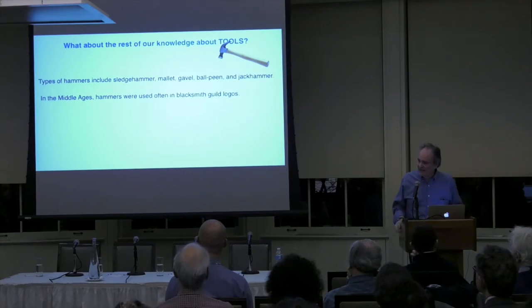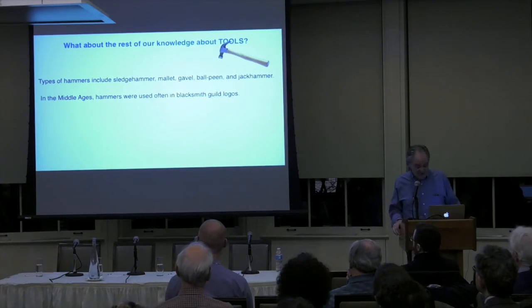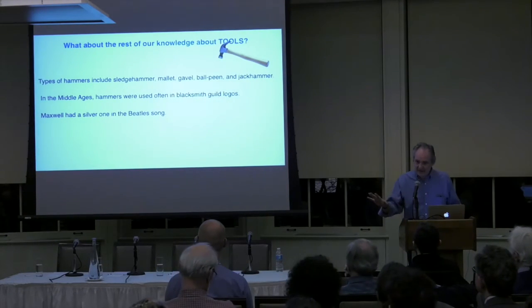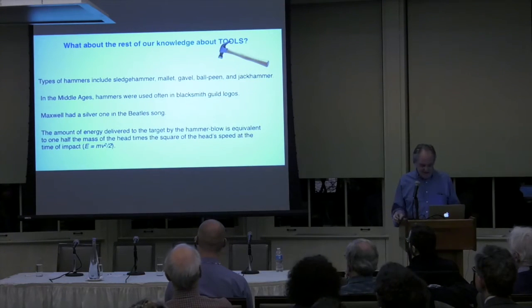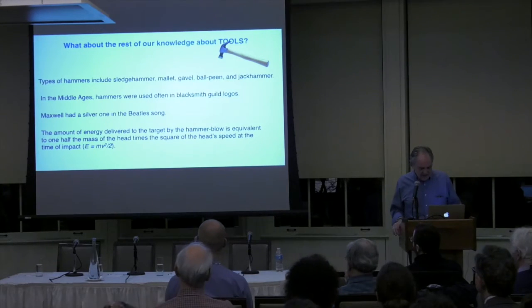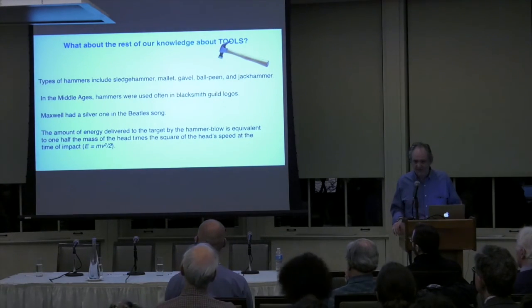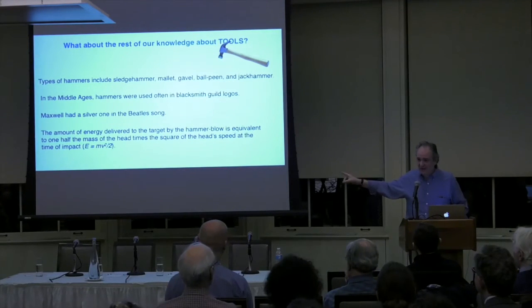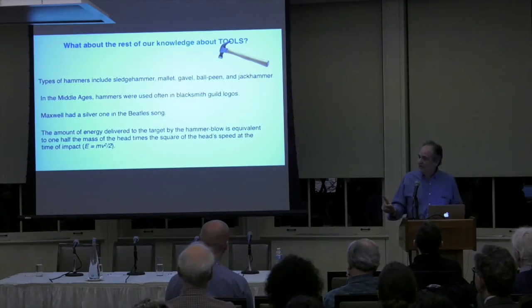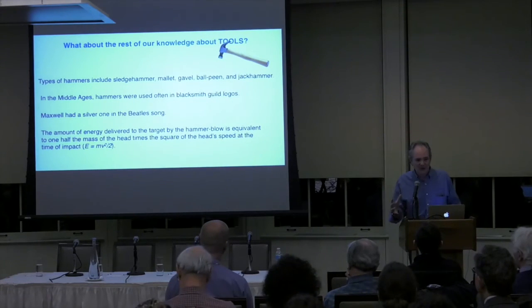This is a piece of knowledge that maybe some of you know, that in the Middle Ages, hammers were used in blacksmith guild logos. Some of us know that Maxwell had a silver one in that Beatles song. And finally, I'm sure everybody in this room knows that the amount of energy delivered to the target of a hammer blow is equivalent to 1/2 the mass of the head times the square of the head speed at the time of impact. Somebody knows this because I found it in Wikipedia. My only point is we can have all kinds of knowledge about these objects that we haven't touched on at all, but that needs to be accounted for and stored somewhere in our brains.